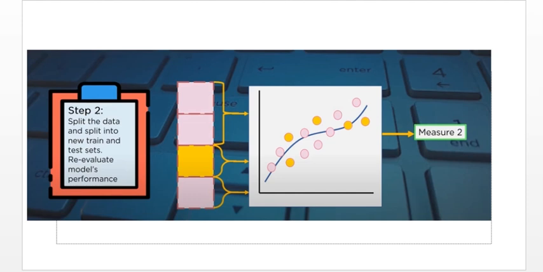Step 3 is training the model on the training set, using the k-1 folds to fit the model. The model learns patterns, relationships, or parameters based on the training data.